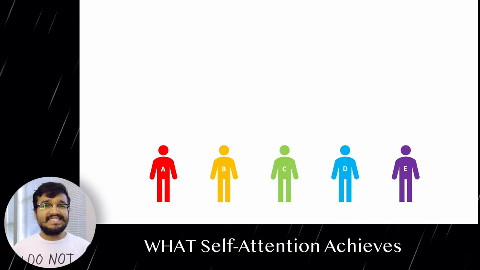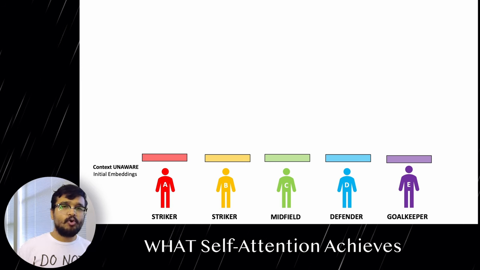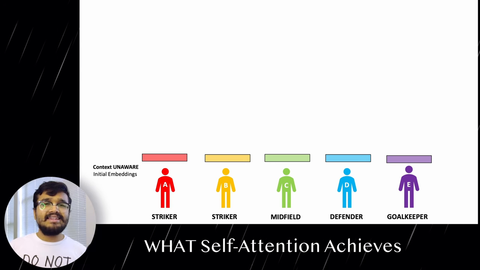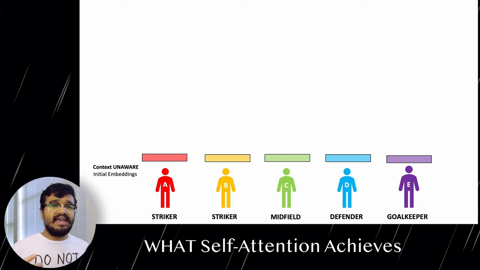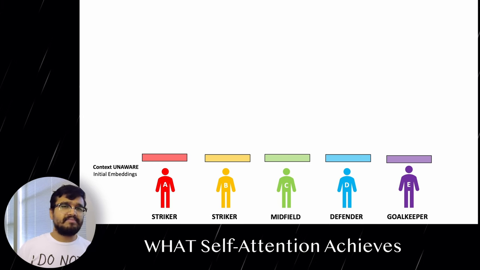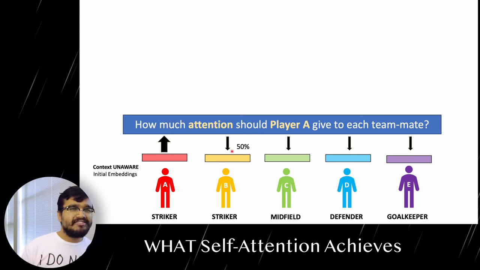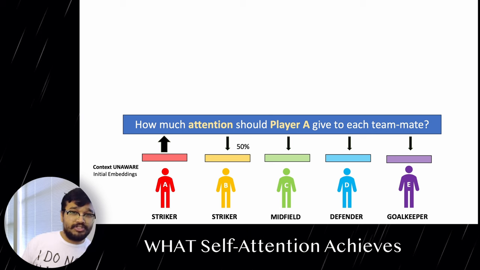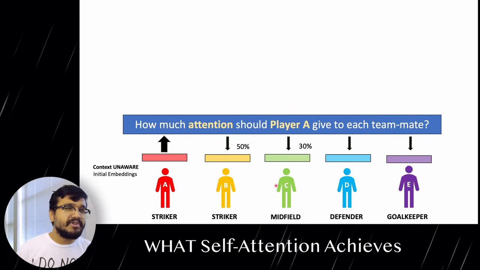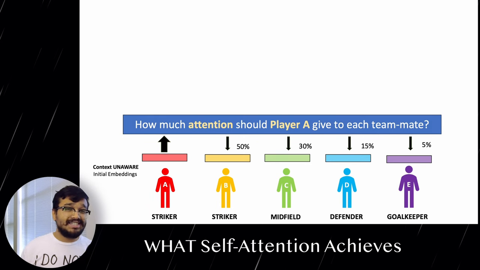As an example, let's say we have a football or a soccer team of 5 people. A, B, C, D, and E, who start off by knowing nothing about each other, so they all have their own independent embeddings. But then this self-attention guy comes along and he says, "Hey, item A, have you met item B, C, and D? No? Okay, meet them and tell me how relevant they are to you. Oh, what's that? You're a striker? You might want to give a lot of attention to B, who is also a striker, and a good bit to C as well, because he's a midfielder, but a tiny bit to D, who's a defender, and probably not much to E, who is our star goalkeeper."